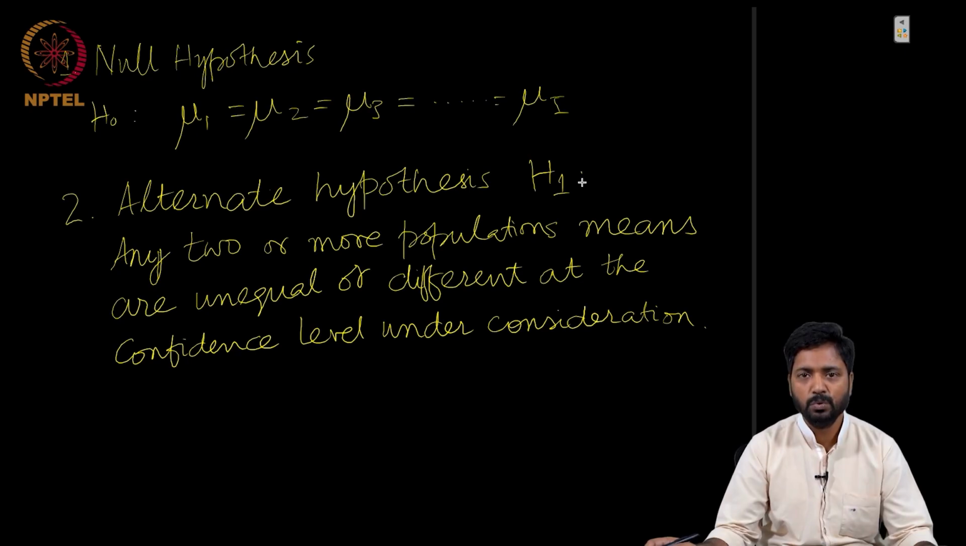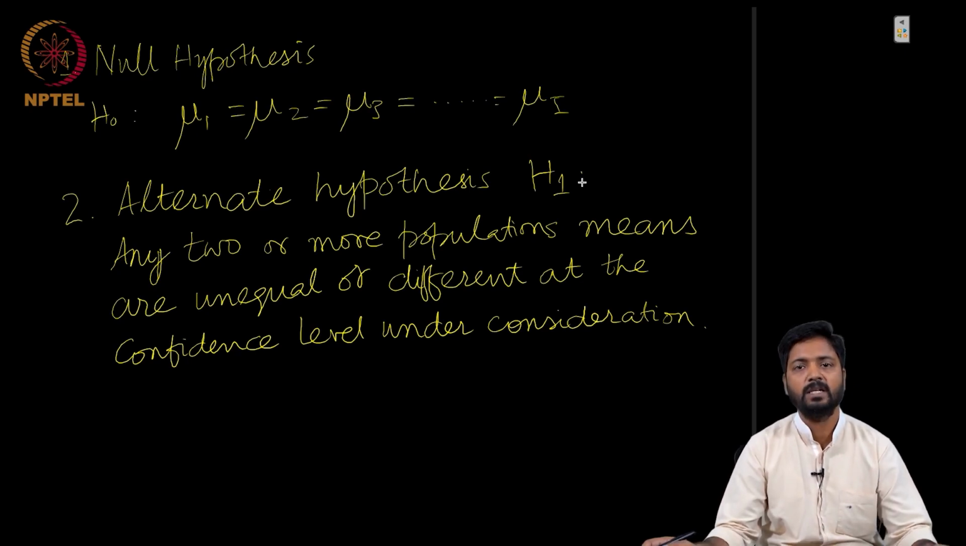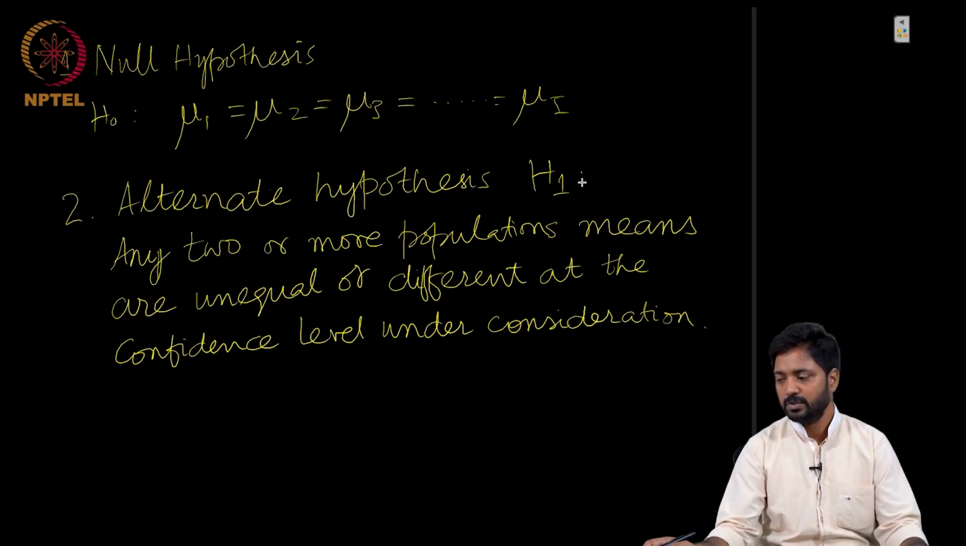What we will do later is to use what is known as the least significant difference to estimate which exact samples are actually different from each other. So that would be part of the exercise for the next lecture, but let us continue with applying ANOVA on a real data set.